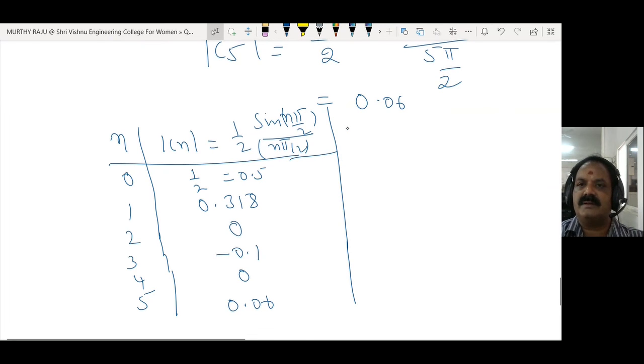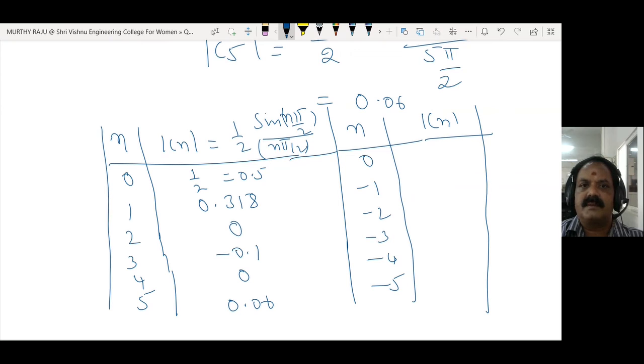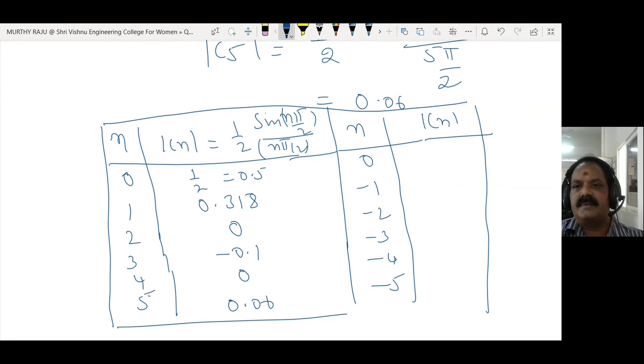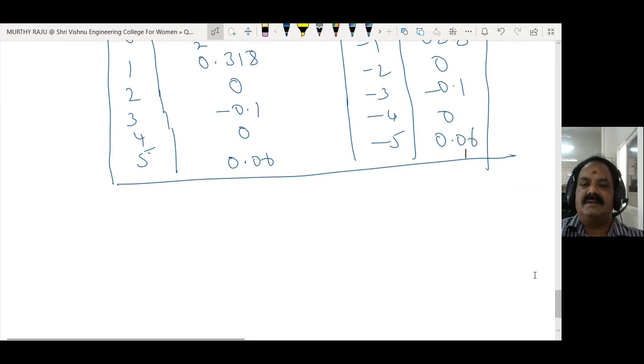In similar fashion, for negative values, n is equal to 0, minus 1, minus 2, minus 3, minus 4, minus 5, the mod Cn values are 0.5, 0.318, 0, minus 0.1, 0, 0.06. Draw this one by using these values.